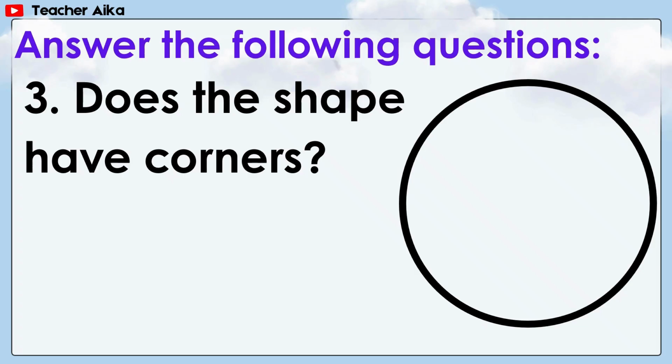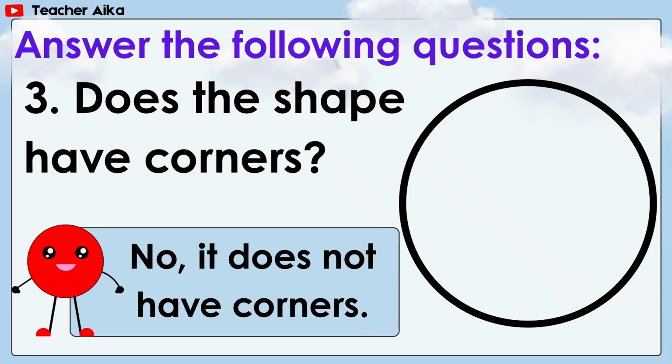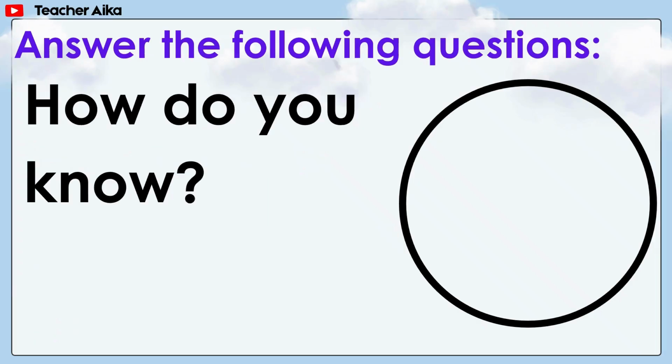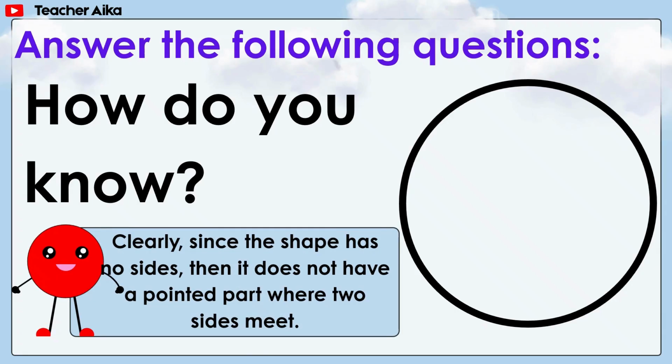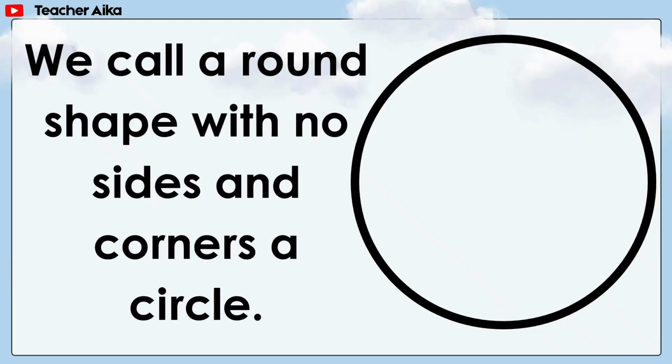3. Does the shape have corners? Answer: no, it does not have corners. How do you know? Answer: clearly, since the shape has no sides, then it does not have a pointed part where two sides meet. We call a round shape with no sides and corners a circle.